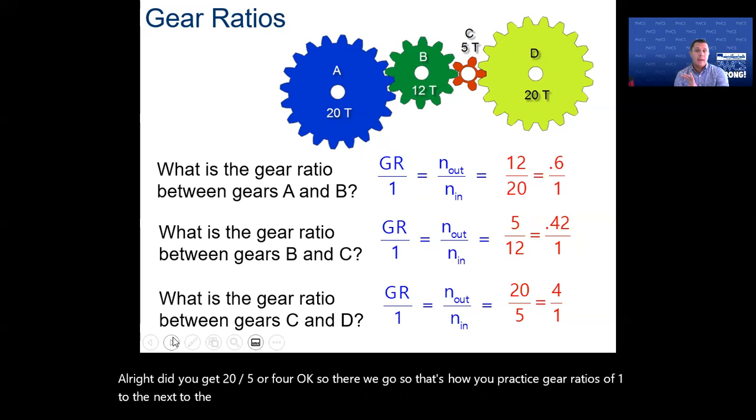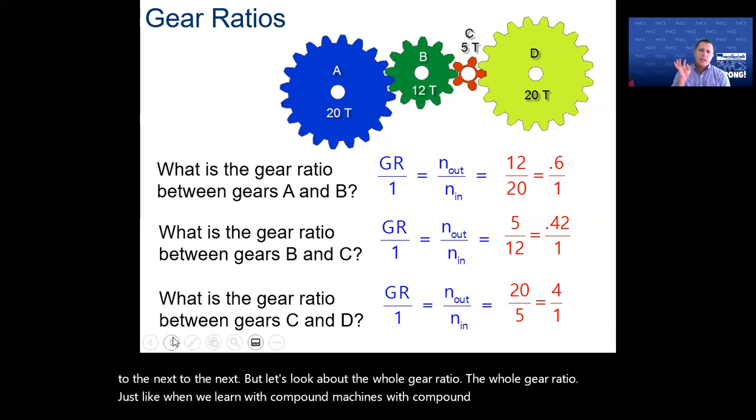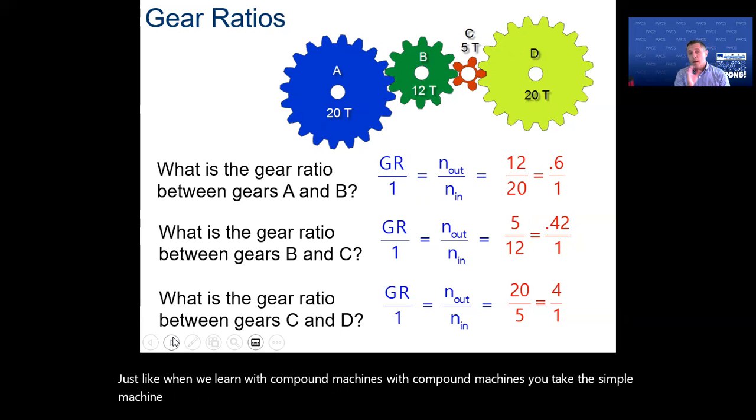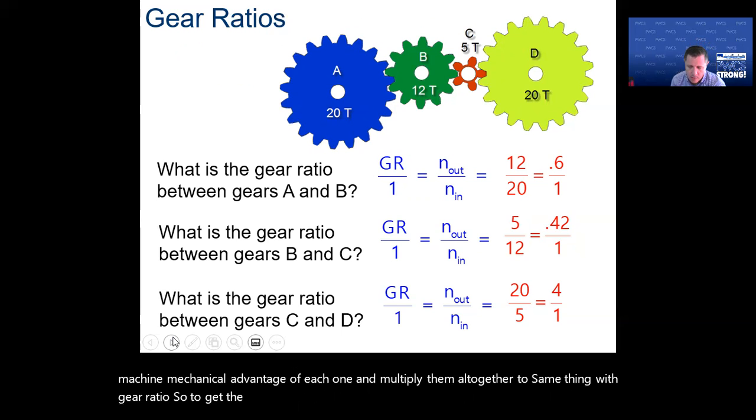But let's look at the whole gear ratio. The whole gear ratio, just like when we learned with compound machines. With compound machines, you take the simple machine mechanical advantage of each one and multiply them all together. It's the same thing with gear ratio. So to get the gear ratio of all of these, we can calculate.